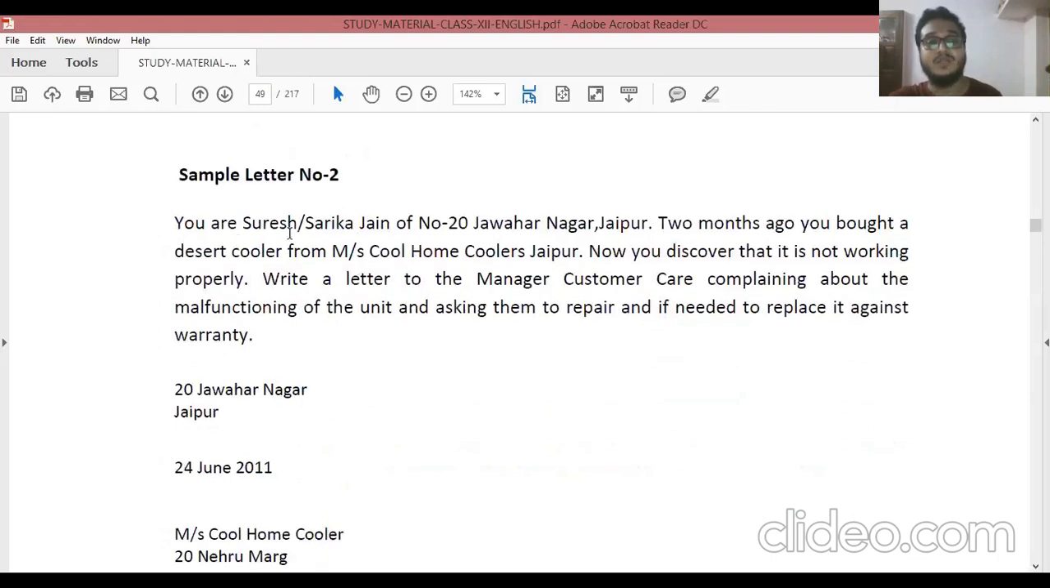You are Suresh or Sharika Jain of number 20 Jawahar Nagar, Jaipur. Two months ago, you bought a desert cooler from Cool Home Coolers, Jaipur. It's a company name, a shop name you can say. Now you discover that it is not working properly. Write a letter to the manager, customer care, complaining. This is a complaint letter about the malfunctioning of the unit and asking them to repair it or, if needed, replace it against warranty.